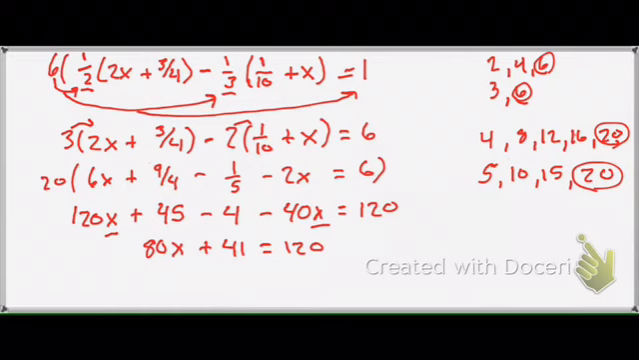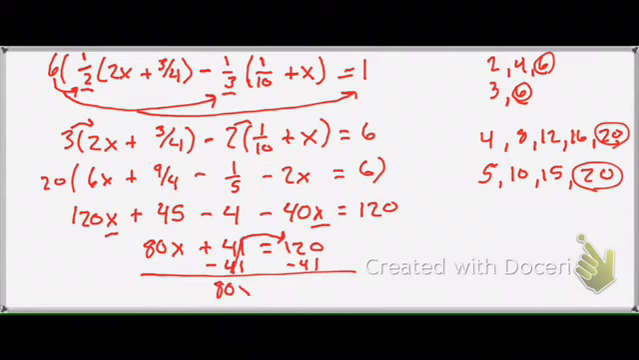So now we're going to isolate our variable. To do that, we need this 41 over here with the 120. So opposite of addition is subtraction. So what we do to one side, we're going to do to the other. Negative 41 on both sides. Remember, that's going to cancel here. And we're going to get 80x equals 79. So now last thing we're going to do is solve for x.